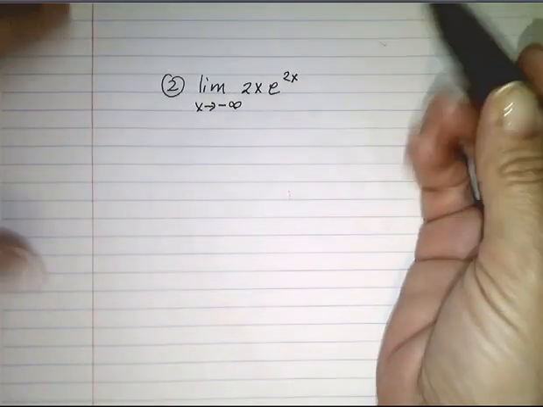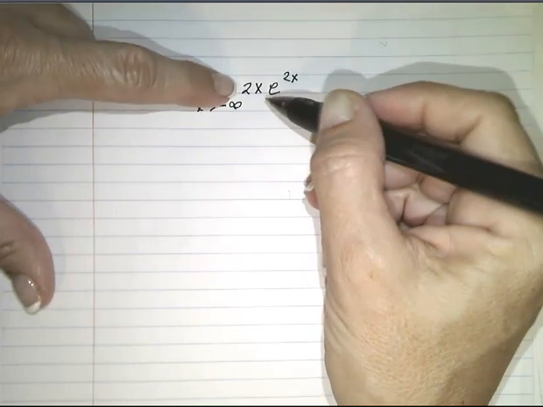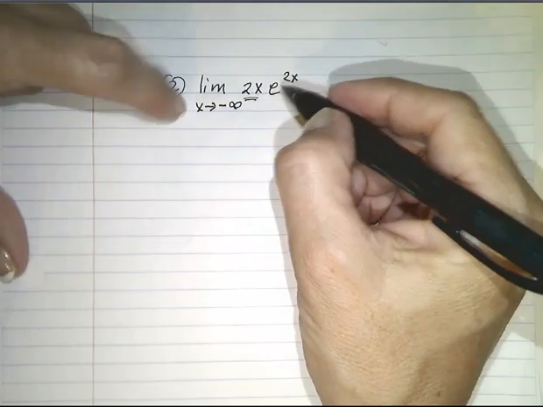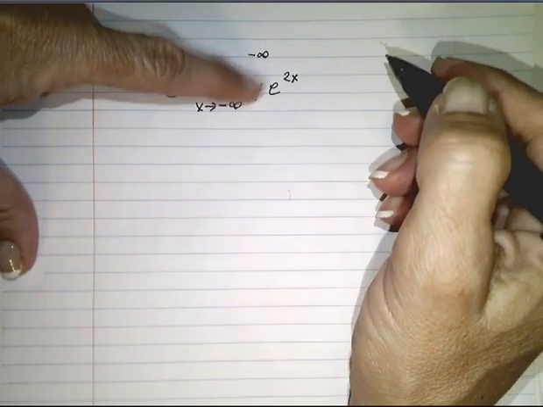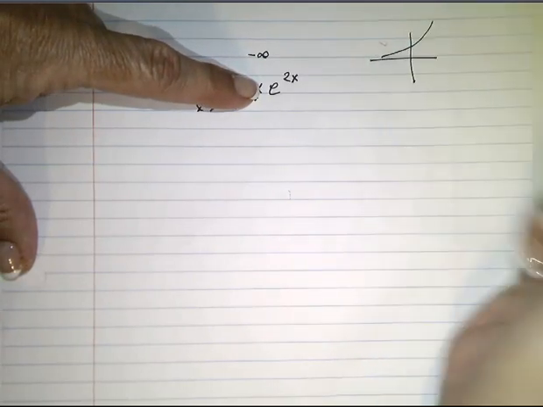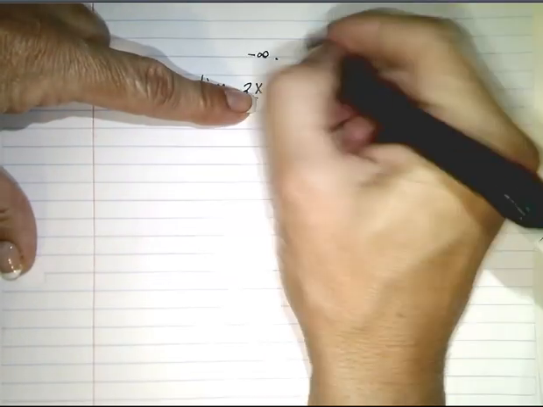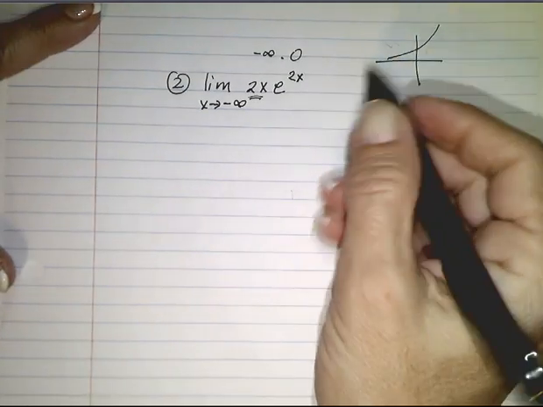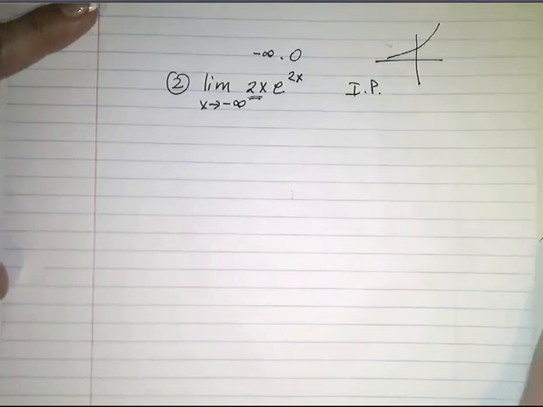Here's another product: 2x times e to the 2x. We see that this function right here, 2x, as x goes to negative infinity, goes to negative infinity. And e to the 2x has a graph similar to this, and as x goes to negative infinity, this thing goes to 0. Okay, so now we have an indeterminate product, and we need to do some more work.